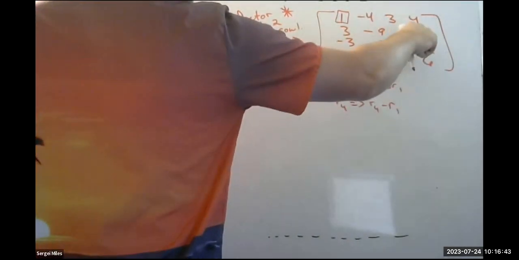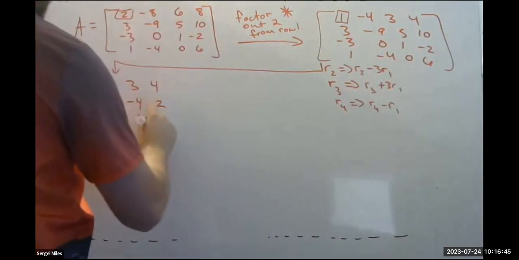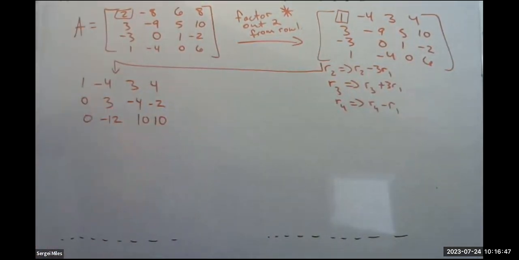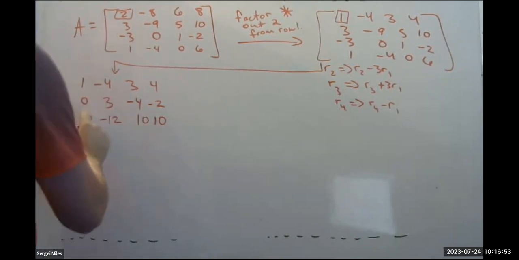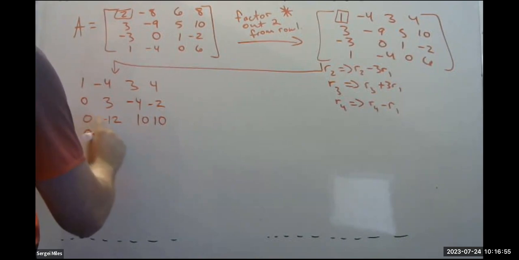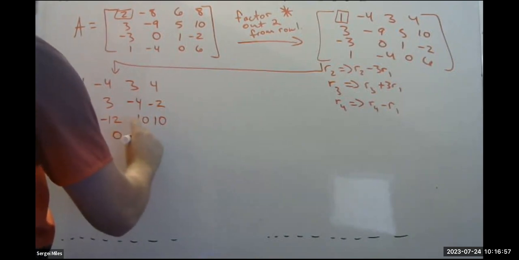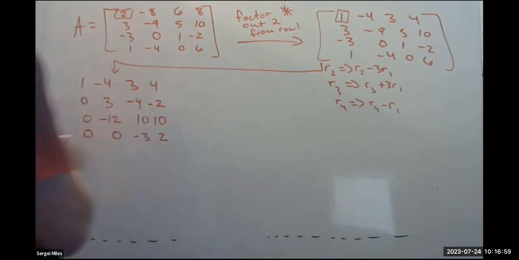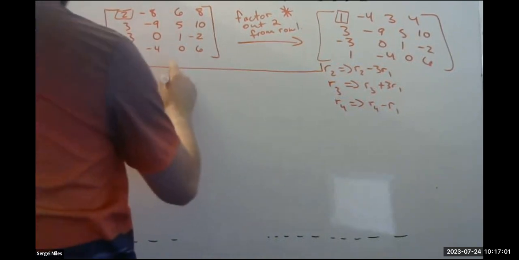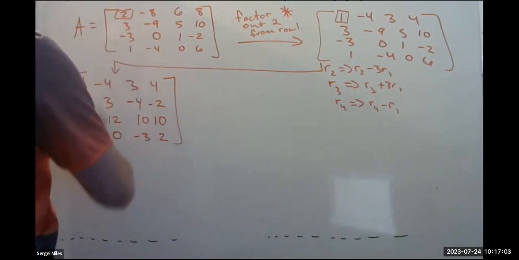3 times 4 is 12. When I subtract 2, 10. All right, great. Now this matches our lecture notes. And then I'm just going to subtract row 1. So 0, 0, negative 3, 2. All right, great. So now we're here.